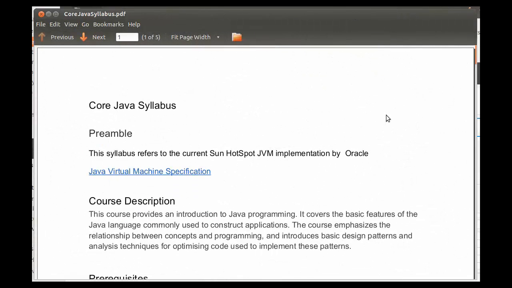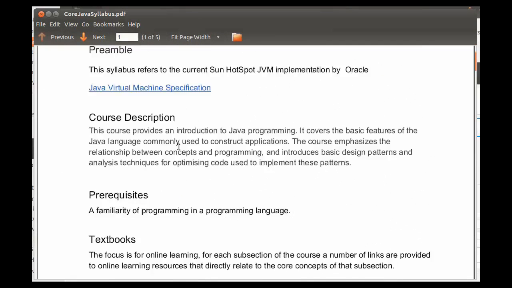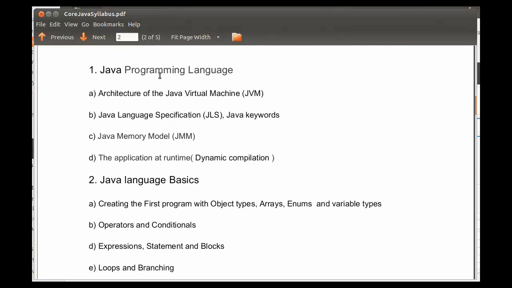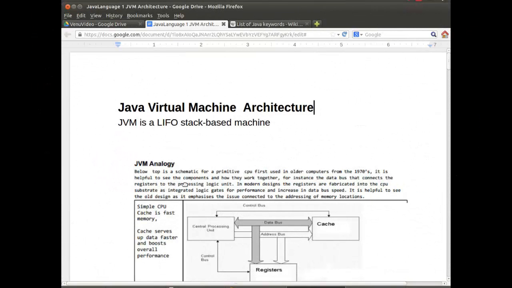Let's start by referring to our core Java syllabus. In today's lesson we are in topic 1, the Java Programming Language, and we'll be looking at subtopic A, the architecture of the Java virtual machine, and the JVM in capitals refers to the Java virtual machine. Let's learn something about the architecture of the Java virtual machine, or JVM for short.